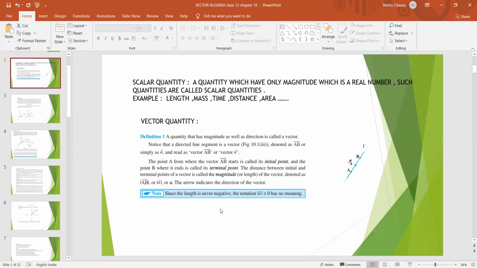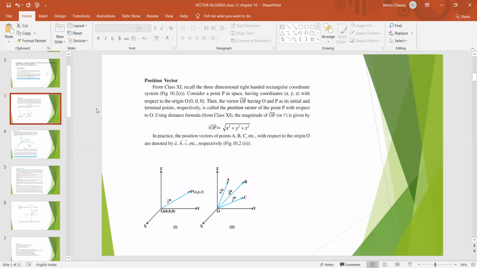Since the length is never negative, the notation of magnitude of the vector being less than 0 has no meaning. Since magnitude means the distance between A and B, it will always be a positive number, any positive real number. Now let us understand about position vector.